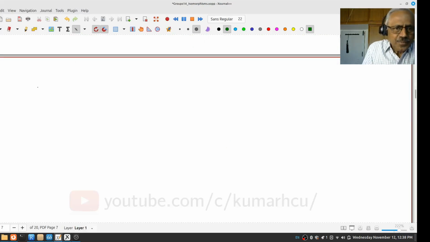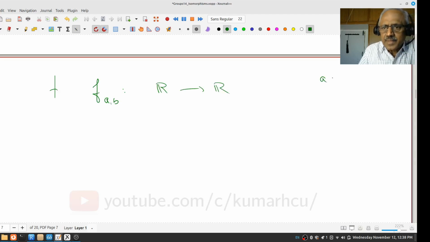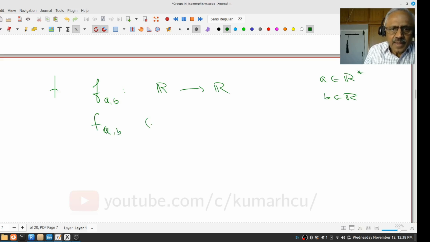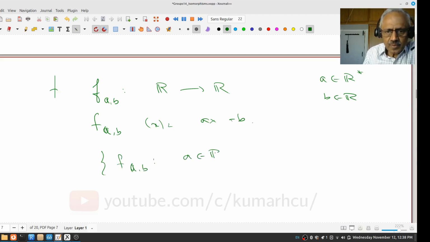So I hope all of you remember one of my first examples, f_{a,b} as a map from R to R, where a is any non-zero element of R and b is any real number. Then f_{a,b} acting on x we put as ax + b. Then this collection f_{a,b}, a non-zero, b in R, under composition we found it's a group.